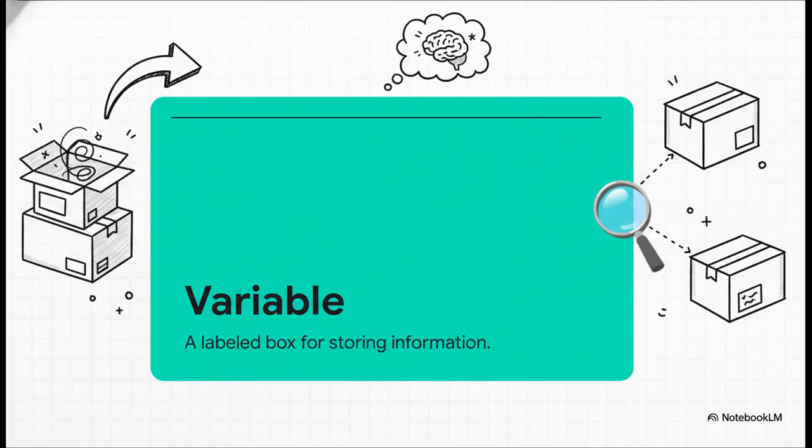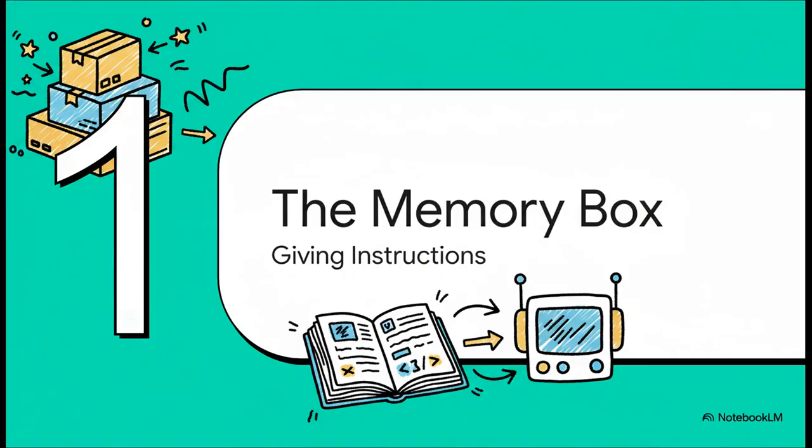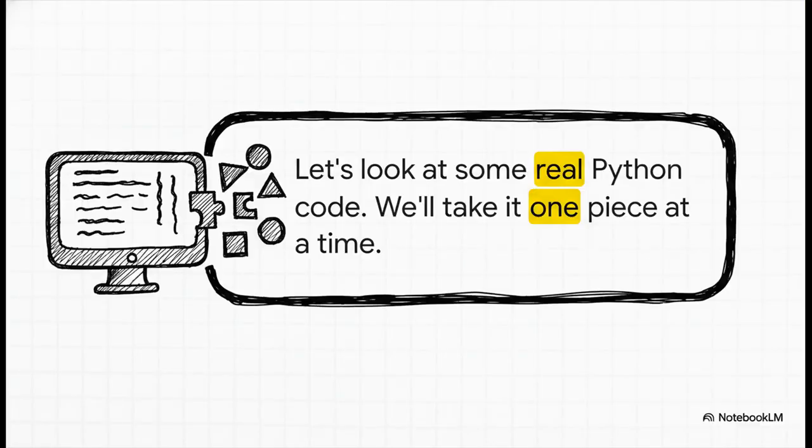And the easiest way to think about a variable is just as a labeled box. That's it. It's like a little container you create inside the computer's memory. You can put some information inside, and you slap a label on the front so you can find it again later. A labeled box. It's that simple. So, when we're writing code, what we're really doing is just giving the computer instructions for how to create and manage these memory boxes. We're the ones who tell it what to name the box and exactly what to put inside.